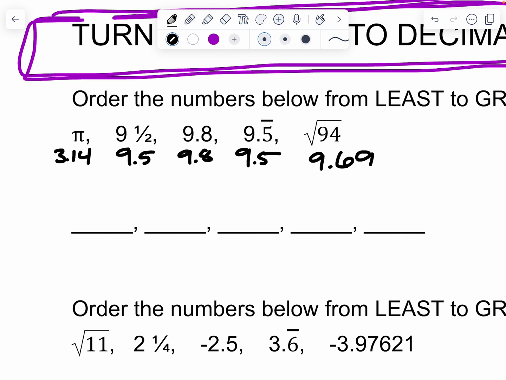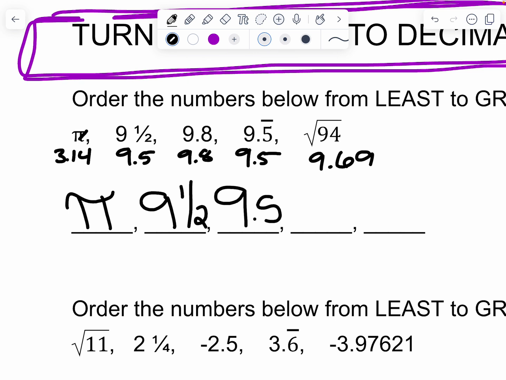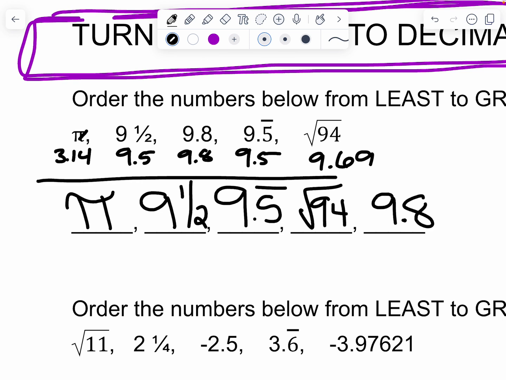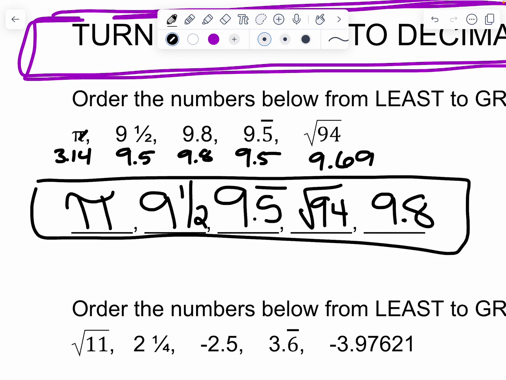Now that we've put them all into decimal form, we can go back and order them from least to greatest. Okay, so our smallest number was pi. Then from there, we went to 9.5. Then it would be 9.5 repeating. Then it would be the square root of 94. And then 9.8. When you write it, I want you to write the original number. So not the decimal, but the format it was written in earlier.